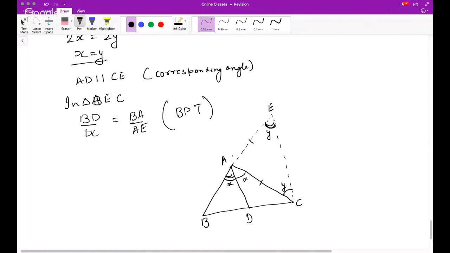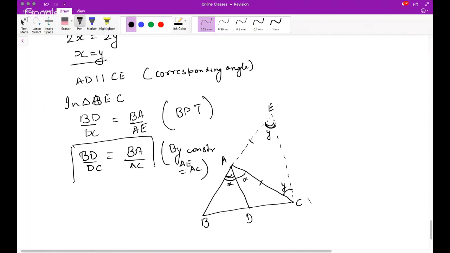Now, if you see AE was equal to AC by construction, so I can say BD by DC is equal to BA by AC. Why? Because by construction AE is equal to AC. So hence this is what we had to prove. So BD by DC is equal to BA by AC or AB by AC. This is the angle bisector theorem.